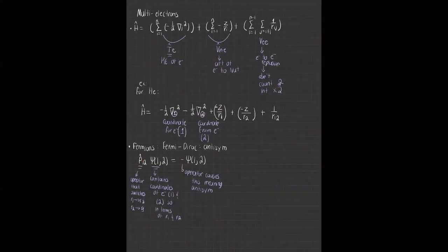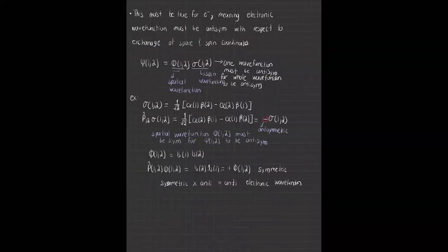So this is an operator that does the thing I was talking about. It transfers the terms that are in terms of electron 1 to terms of electron 2, and they switch, and this results in the wave function being negative. And this means that it's anti-symmetric, which is what we want for an electron, because they're fermions. And basically what I just said, it must be anti-symmetric with respect to exchange of space and spin coordinates. And the whole wave function must be anti-symmetric.